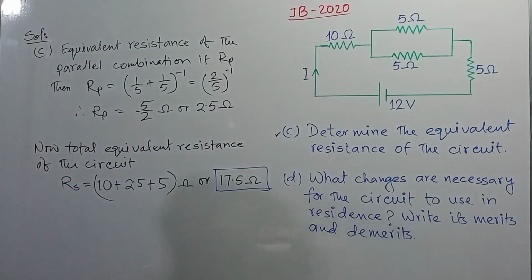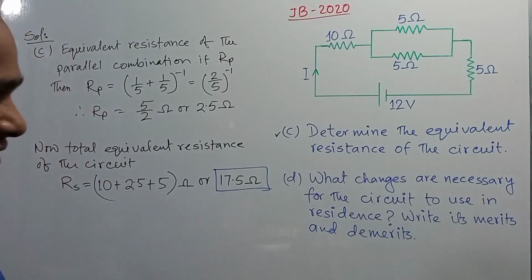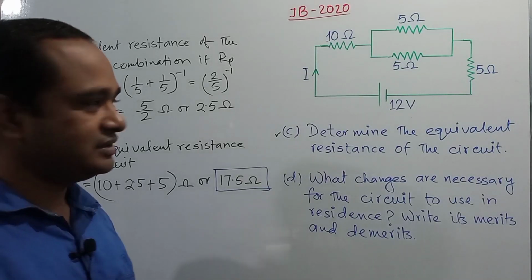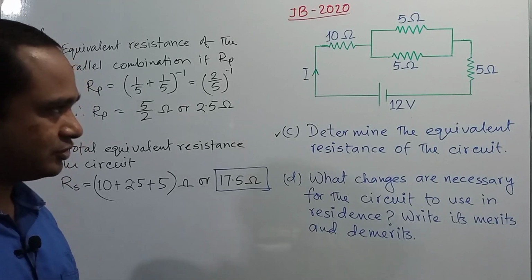So in our exam you can get another question: what is the main current of the circuit? In that case you can determine the current using the formula I is equal to E divided by R. Okay, so I hope you got it.